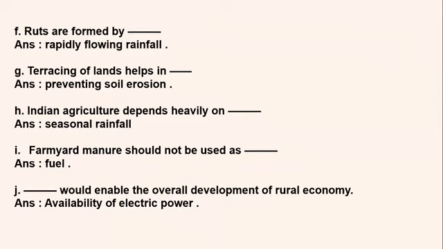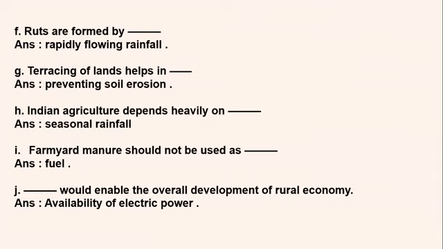Ruts are formed by dash. Ruts are nothing but small channels or water-flowing pipes, you can say, which are naturally made when rain water flows continuously. You can see that small channels and tunnels of water are being made. Those are known as ruts. So they are formed by rapidly flowing rainwater. If there is heavy rainfall and it's continuously raining, you can see the mud being shaped into channels. The water by itself makes the channel and starts flowing. So that is the answer.